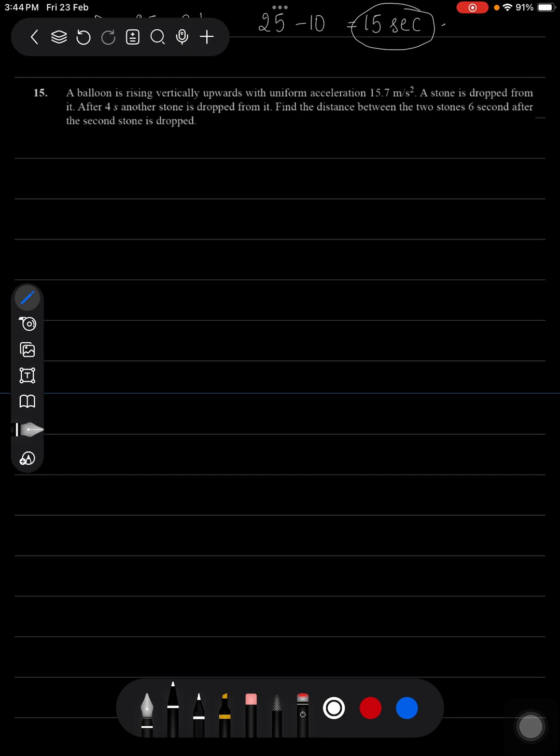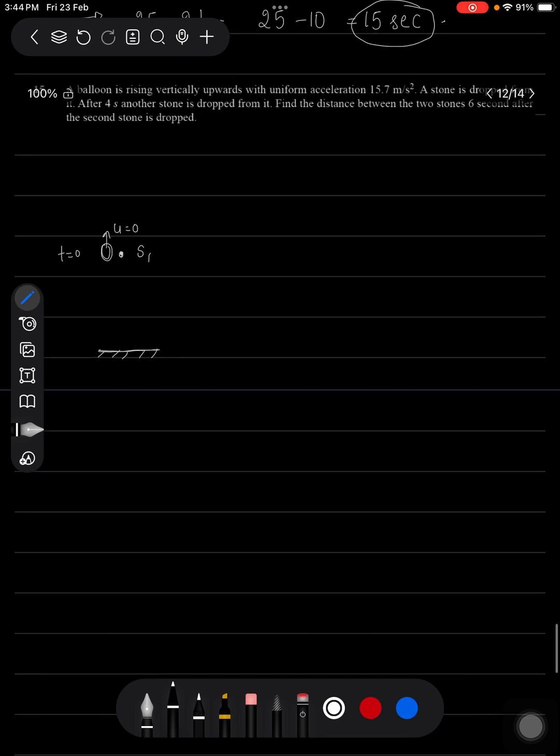So I'll just assume a few things here. This is our ground level. Let us assume at t equal to 0 seconds, the balloon is somewhere here and it is dropping the first stone. Let us consider it as S1. As nothing is given, I am going to assume that its initial velocity is 0, right? And after 4 seconds, let us assume the balloon is somewhere here, where it is going to release another stone, S2.